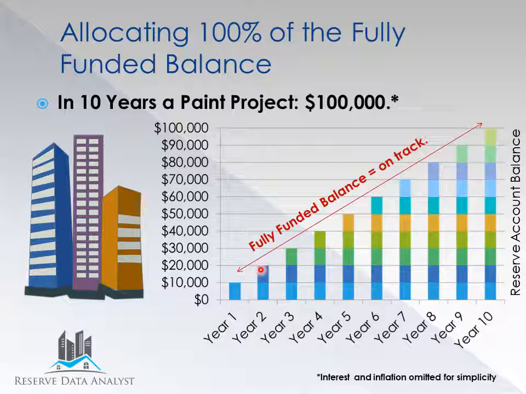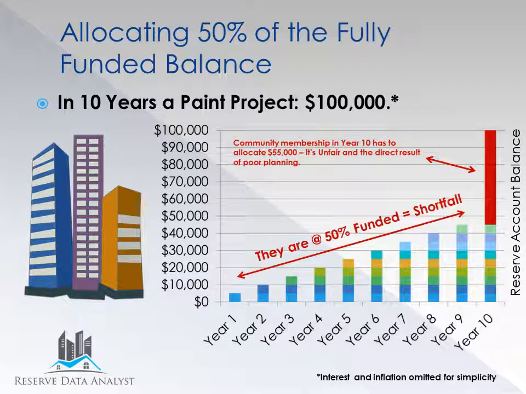In this community, they have deposited into the reserve account an amount equal to the fully funded balance. In year 1, the fully funded balance is $10,000. In year 2, it's $20,000. In year 3, it's $30,000, and so on, until the end of year 10, the fully funded balance equals the cost of the project. That's the only time that the fully funded balance will equal the full project cost, is at the end of the useful life of the component.